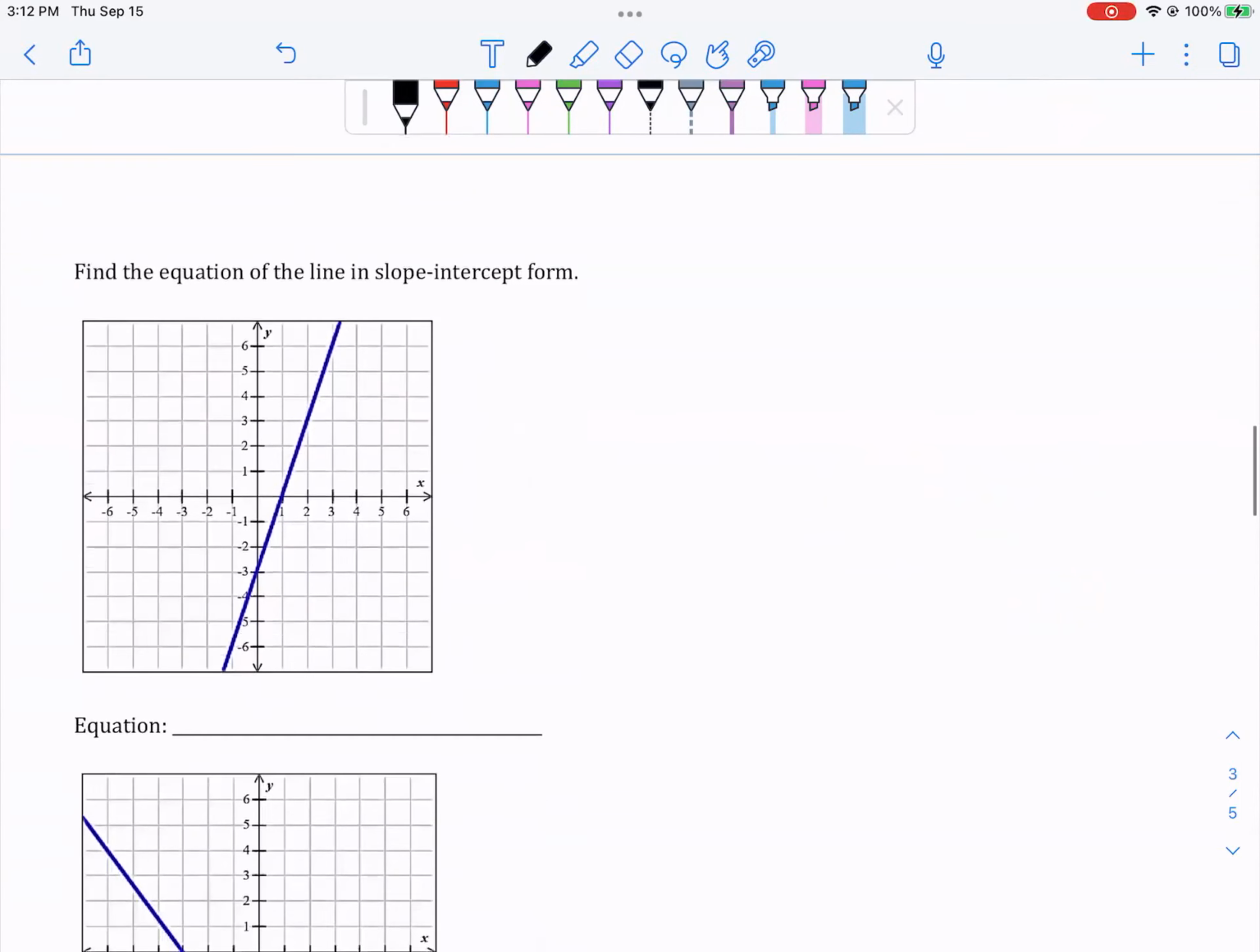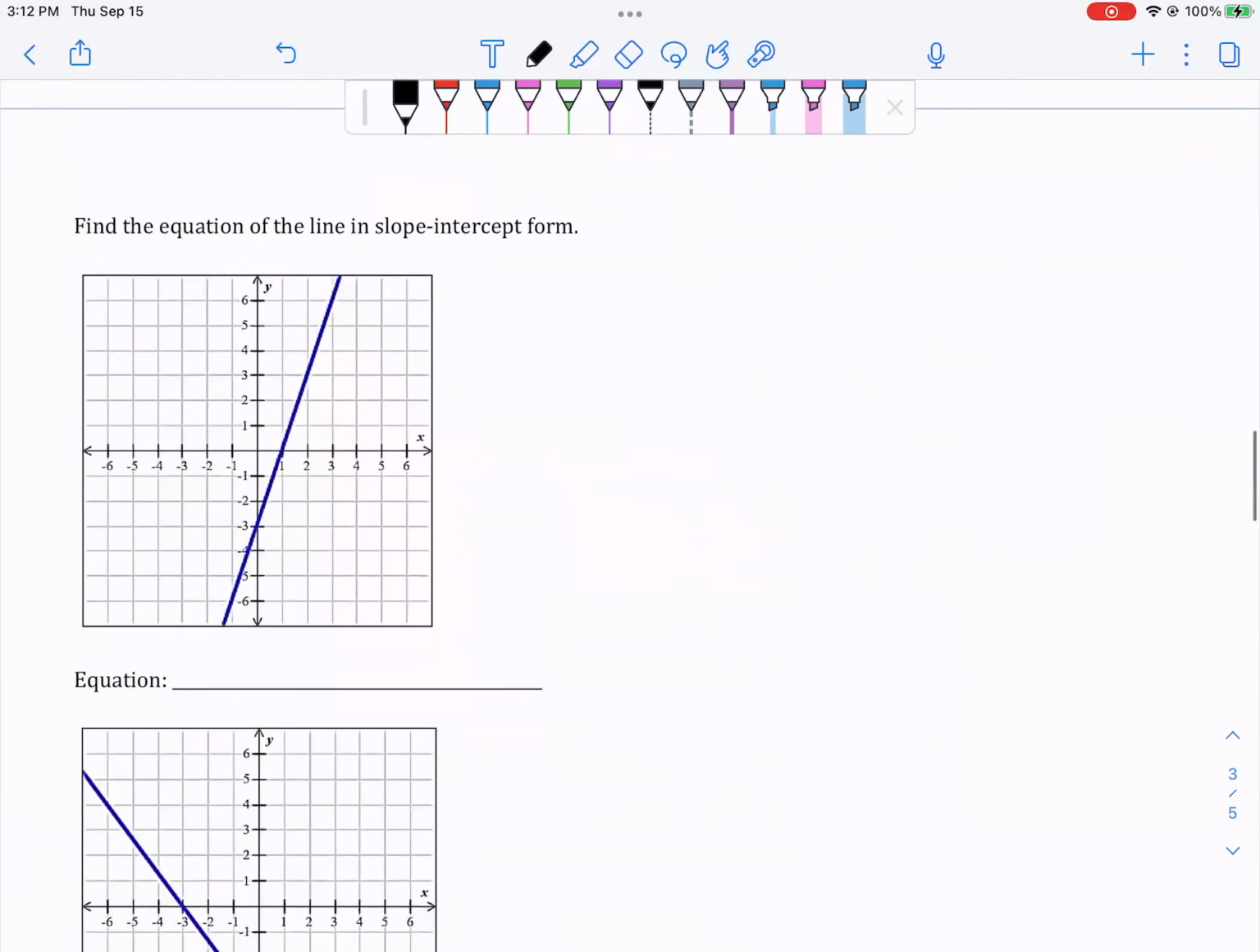Let's do things in a slightly different way. Let's start with a line and find its equation in slope-intercept form. So for each of these, we're going to need to find the slope, we're going to need to find the y-intercept, and then we're going to need to write it in y = mx + b form. For this first one, the y-intercept. That's where it crosses the y-axis. That's down here at -3. So the y-intercept is -3.